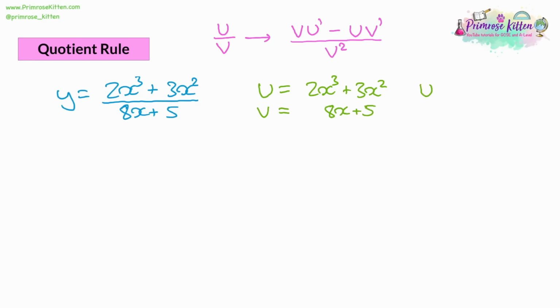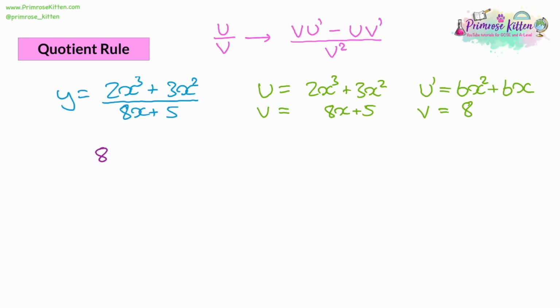So u dash, we are going to differentiate the numerator. 2 times 3 is 6, reduce the power by 1. 3 times 2 is 6, reduce the power by 1. Same thing for v. 8x becomes 8, and the 5 is going to go away. And now we can substitute. So we want to do v multiplied by u dash.